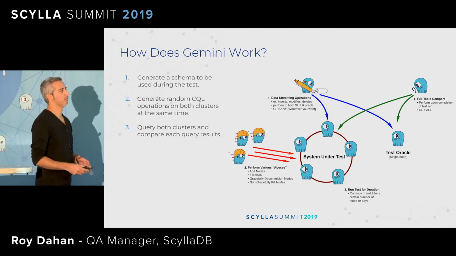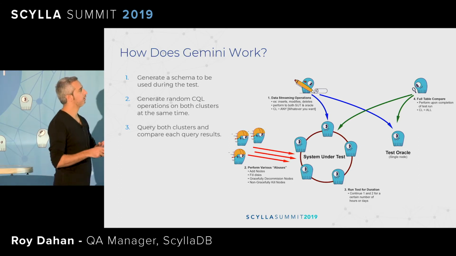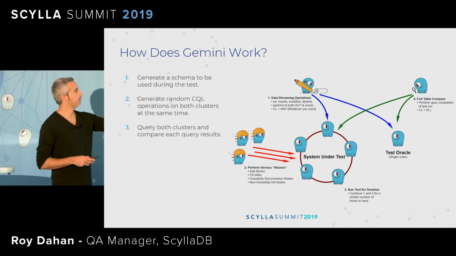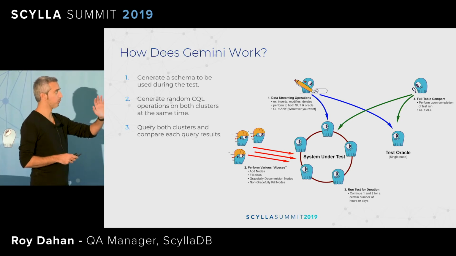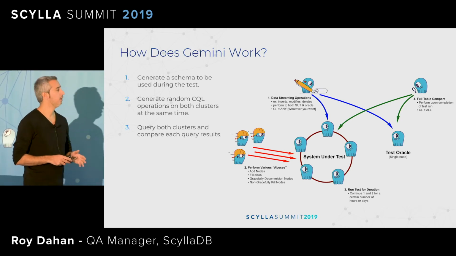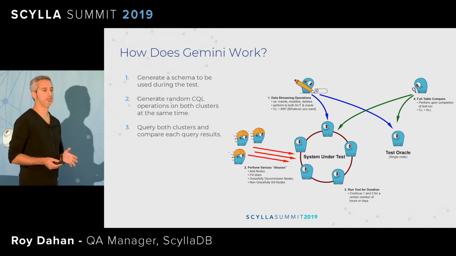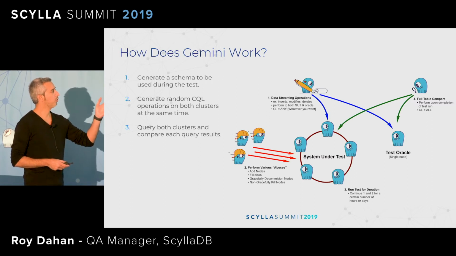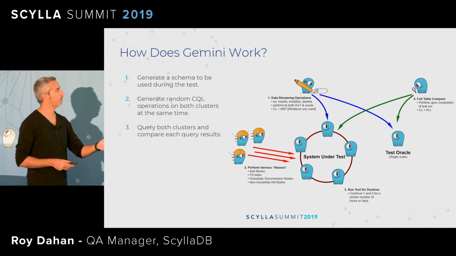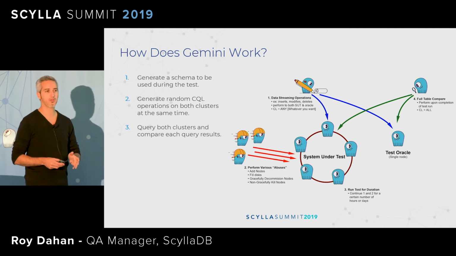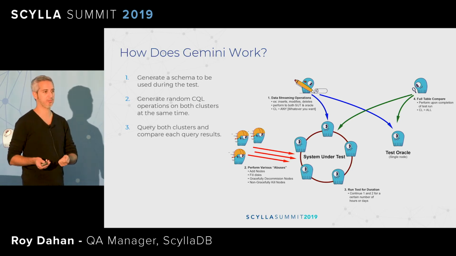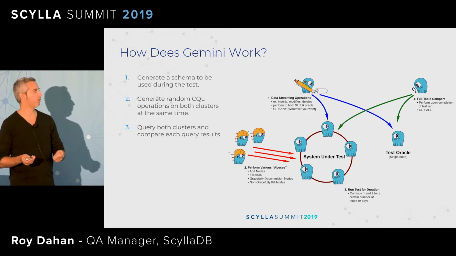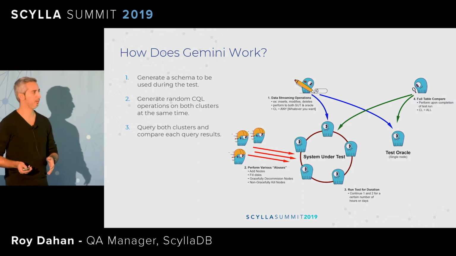And how it works: we have the data stream operations. First we generate a schema that will be used during the test. The schema is randomly created or can be supplied. We generate random SQL operations on both clusters at the same time, so both always contain the same data. And we query both clusters and compare each query's results to make sure that they are the same.